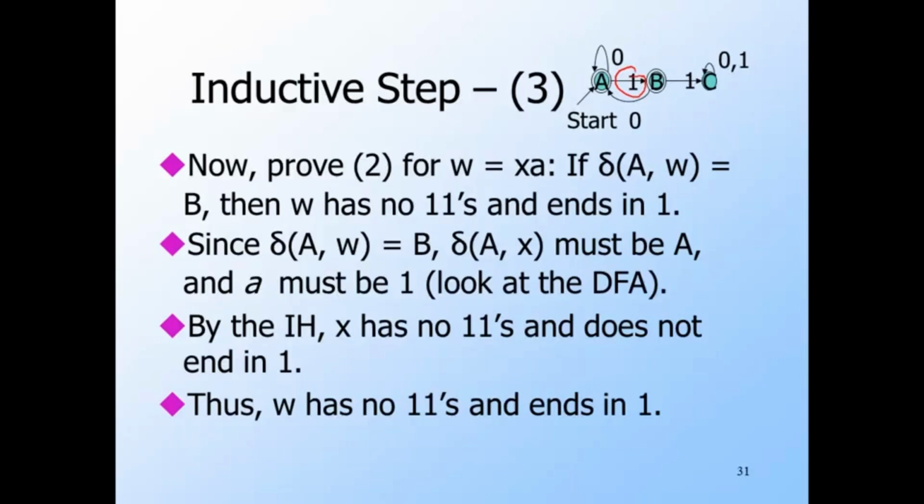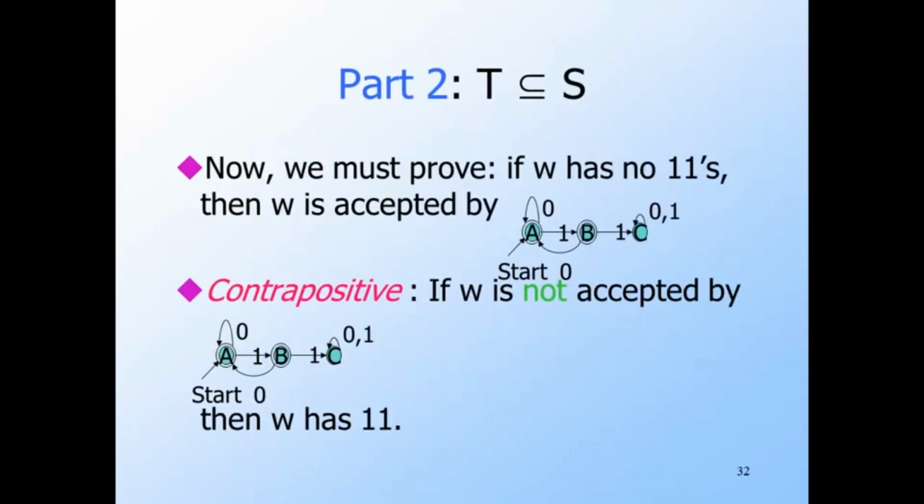Notice that if we don't use this more complicated inductive hypothesis, where we distinguish between A and B according to whether the string X ends in 1, then we cannot make the inductive proof. If we know only that X gets us to A or B, then we might think that X gets us to state A yet ends in 1, in which case W, which would be XA, would have 2 consecutive ones. But we're not done. We still have to prove that T is contained in S.